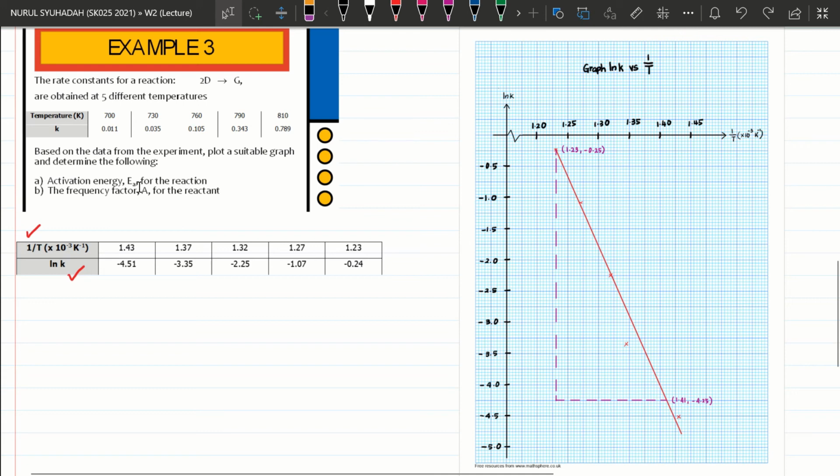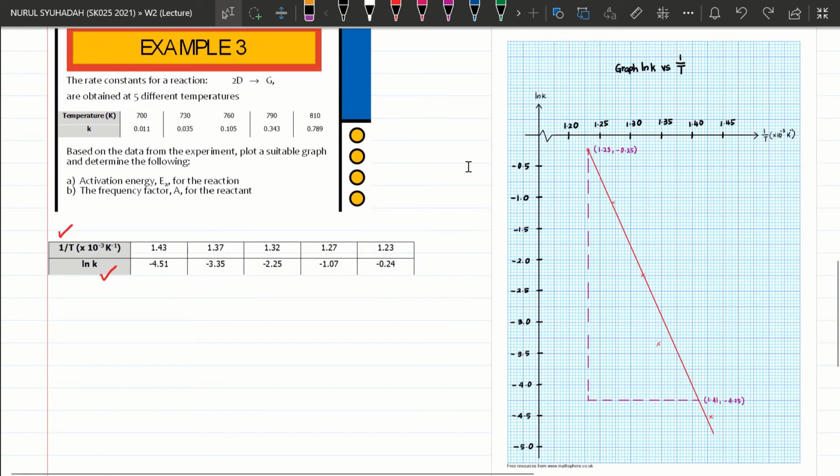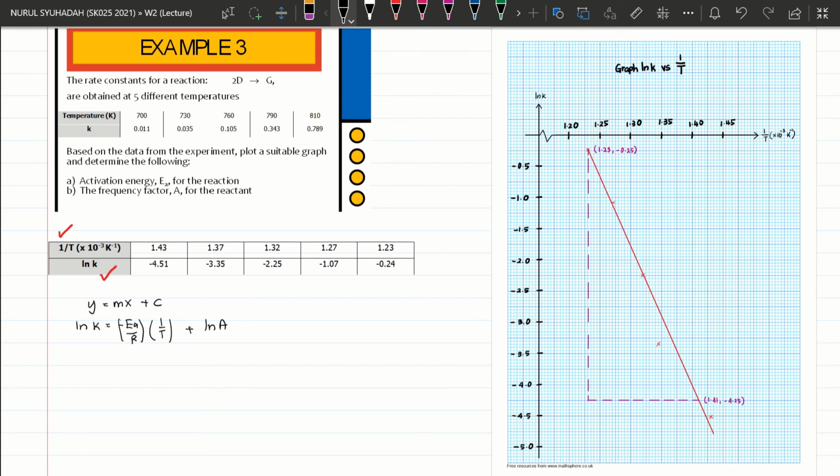So the first one, I want to find the activation energy for the reaction. As we know, since we have our graph over here, to find the activation energy we will use the gradient. Because from the one that we have done just now, y equals mx plus c, y is our ln K, the gradient is negative EA over R, our x is 1 over T, and our c is ln A. So to find the activation energy, you need to find the value of the gradient. You need to show on your graph where you take your gradient. Let's say here I take two values, 1.23 with negative 0.25 and 1.41 with negative 4.25. So write down.